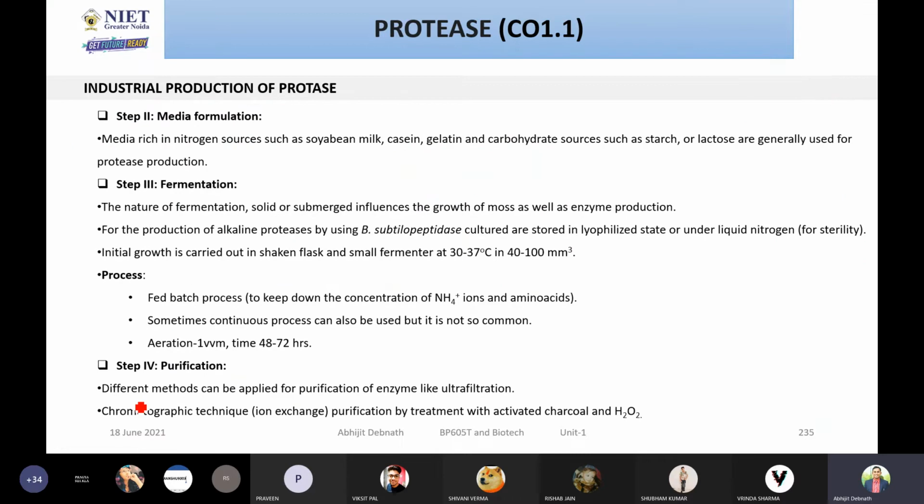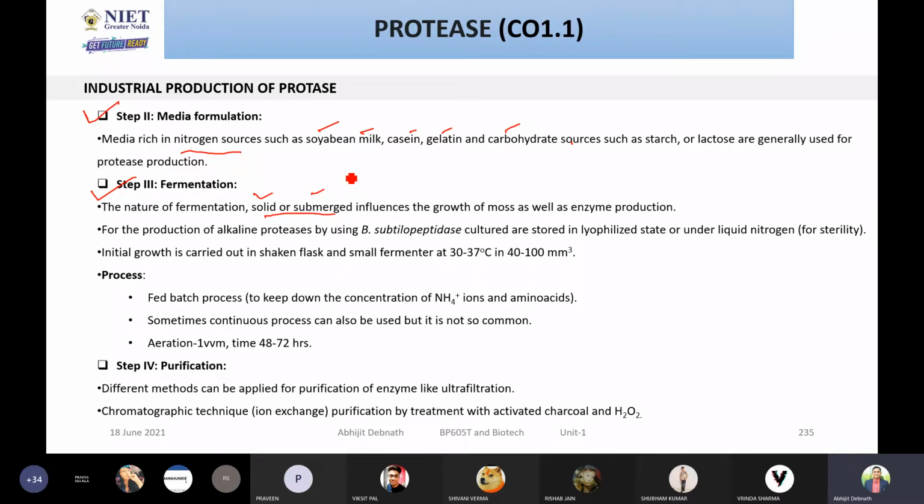And second, you have to develop the media. You have to give some nitrogen source so that the microbe can eat that nitrogen source and do the fermentation of the certain protein. Okay. So soybean oil, milk, casein, gelatin, carbohydrate, this kind of thing you can give in the fermentation. And when fermentation starts, you can select either the solid or the submerged process.